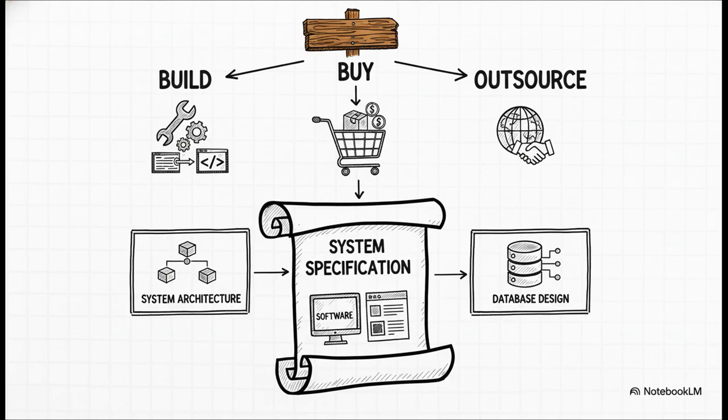Like, are we going to build this thing from scratch? Or should we buy a software package that's already out there? Or maybe we outsource the whole development. Then they get into the nitty-gritty, designing the architecture, the user interface, the database, all of it. And this all gets documented in what's called the system specification. That is the final, official blueprint for the build.